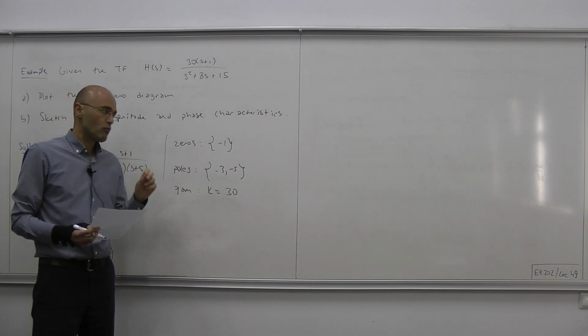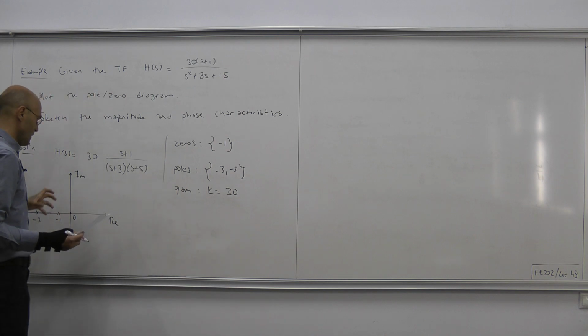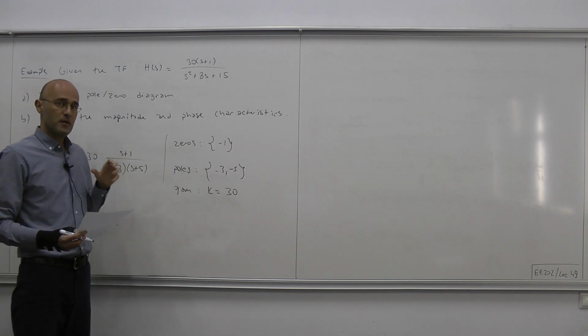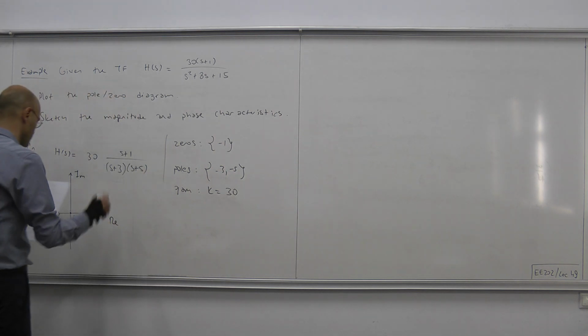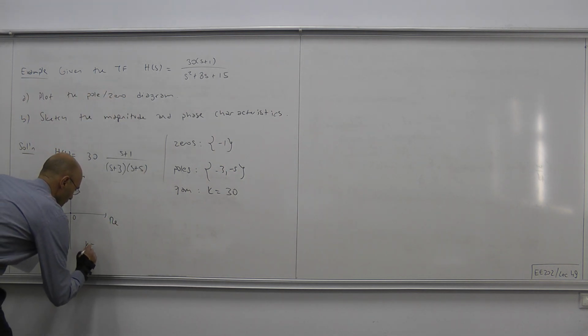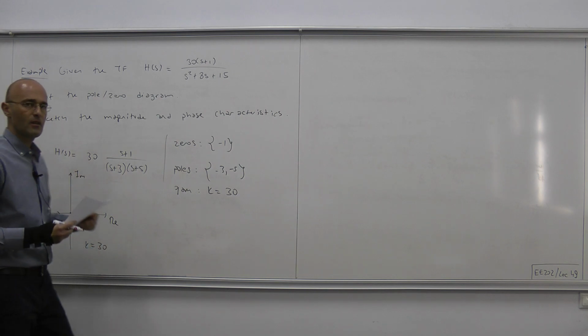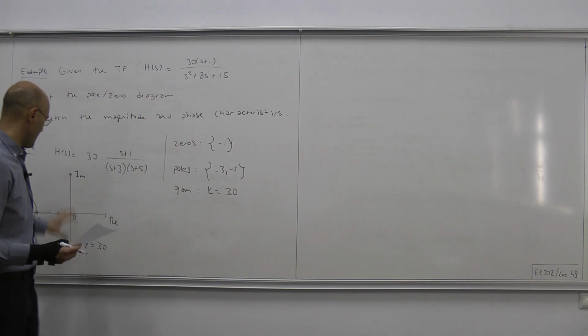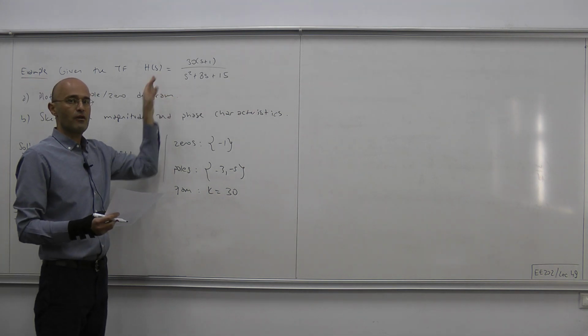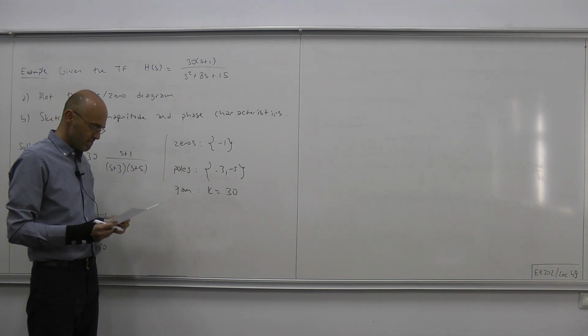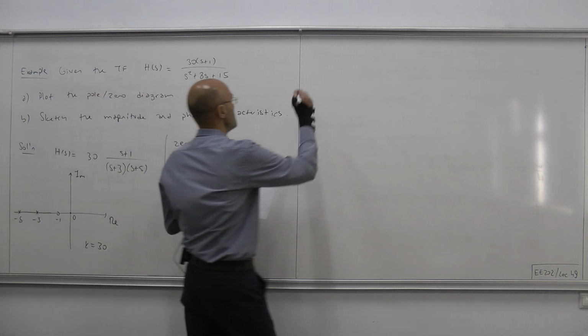There's only one piece of information that's left, and it's missing, and that's the information regarding the gain. So somewhere in the diagram we write that the gain is 30. And then by looking at this diagram, we can now reconstruct the transfer function H of s. Okay, so that was easy.